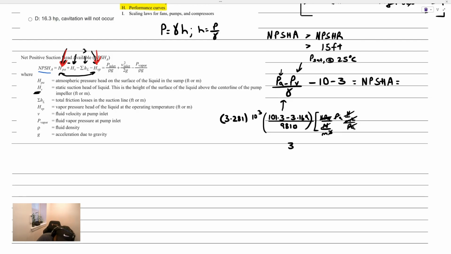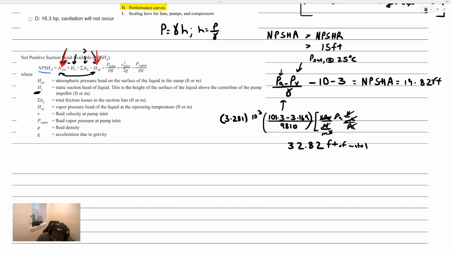Finally, we get a value of 32.82 feet of water column. If I go ahead and subtract off 10 and then 3, or subtract off 13 from my 32.82, what I end up getting is that my net positive suction head available is 19.82 feet of water column.